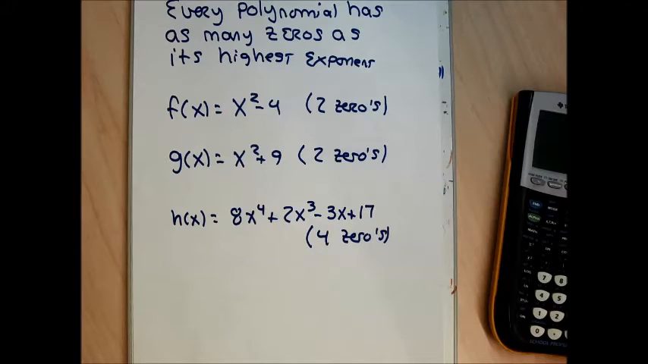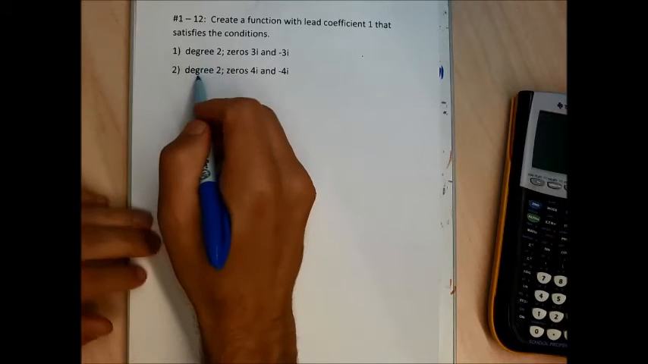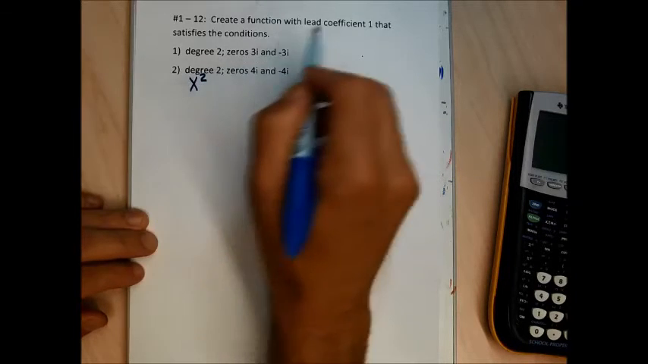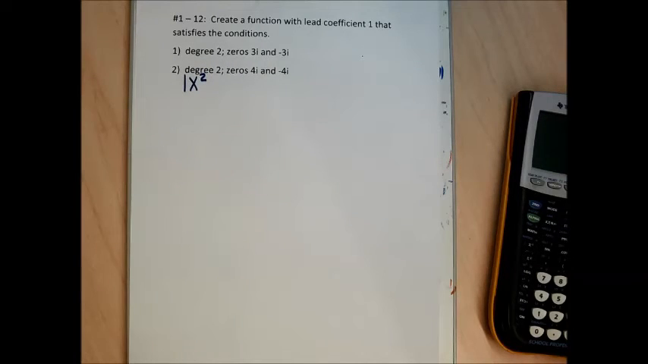So I'm going to go ahead and just jump into the first 12 problems and see where it takes us. The first 12 problems want us to create a function with lead coefficient 1, which means there's not a number in front of the first term other than an implied 1, that satisfies the conditions that are given. And in problem 2, I'm creating a function with degree 2, which means my function is going to have an x squared to get a degree 2. It's going to have lead coefficient 1, so there's either going to be no number in front of the x squared, or I'm going to write a 1.